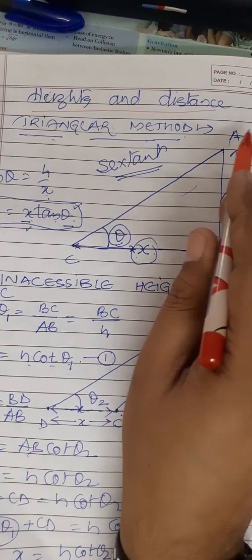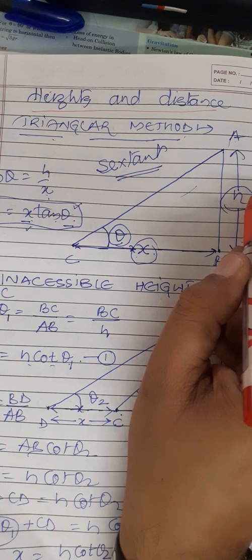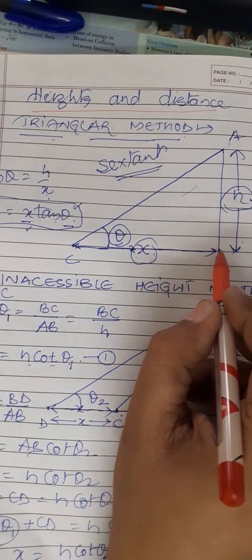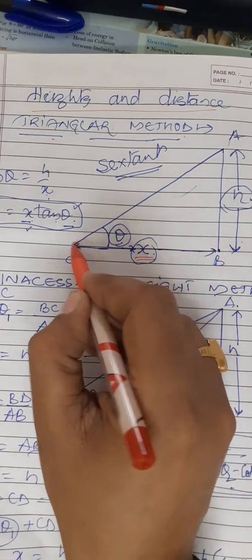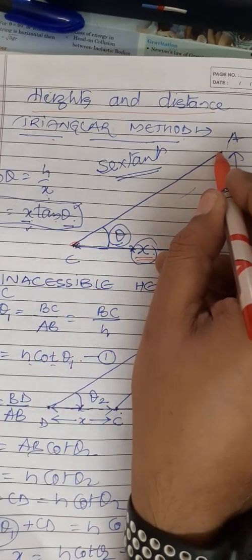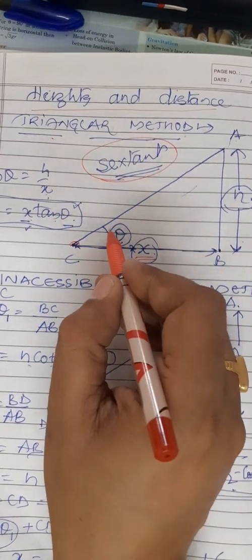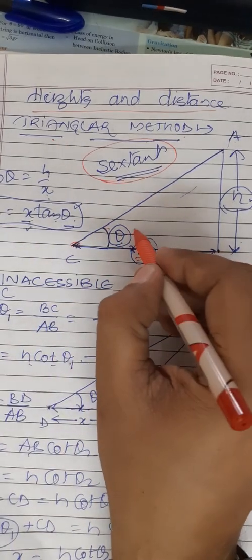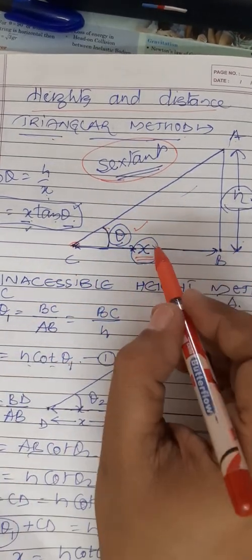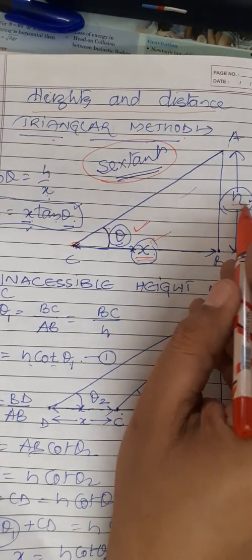Suppose AB is the height of the tree. That height is h. From the base of the tree, at a certain known distance, say x, we'll measure the angle with the top of the tree, or the building, with the help of an instrument known as a sextant. This angle is theta. As we know the value of x and theta, we have to find the value of h.